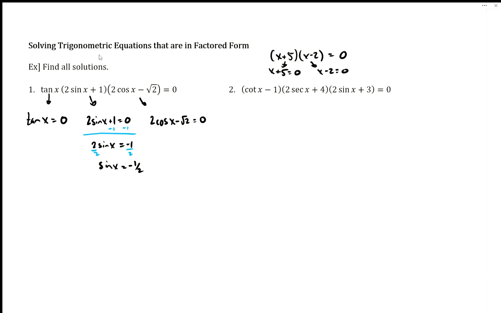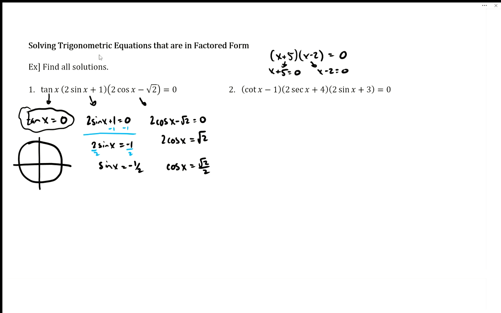Then let's get the cosine one also. So for the cosine one, I know we should add the square root of 2 over. So we have 2 cosine of x equals square root of 2. And then we should divide by 2. So we have cosine of x is square root of 2 over 2. So we have these three trig functions. I'm going to use my unit circle to help me find answers, and I'm going to put them all on a single unit circle. I'm just going to mark them in different colors.